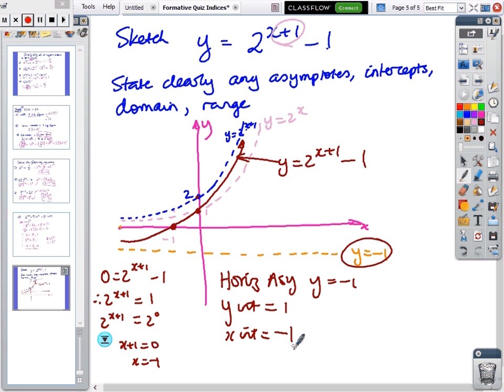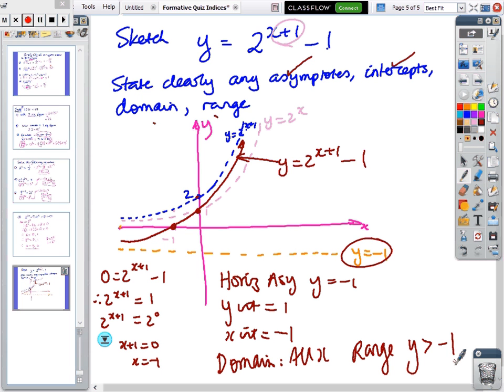Okay, asymptotes, intercepts, domain, range. Domain, all x, you can put anything you like in, and the range, y is greater than minus 1. Okay, the curve is going that way, so it's greater than minus 1. I think that might be the last one.